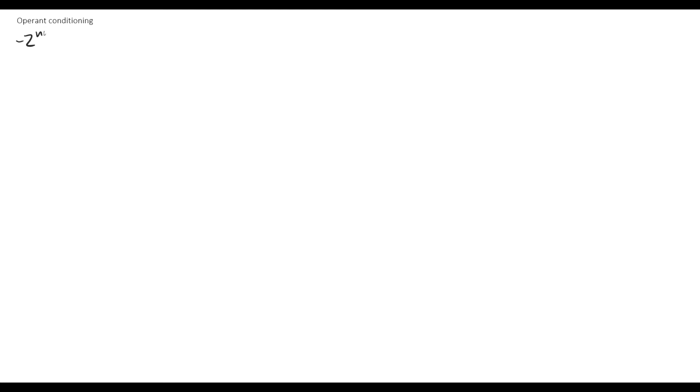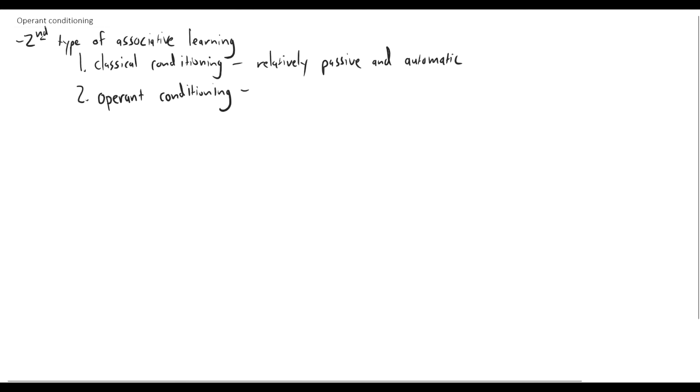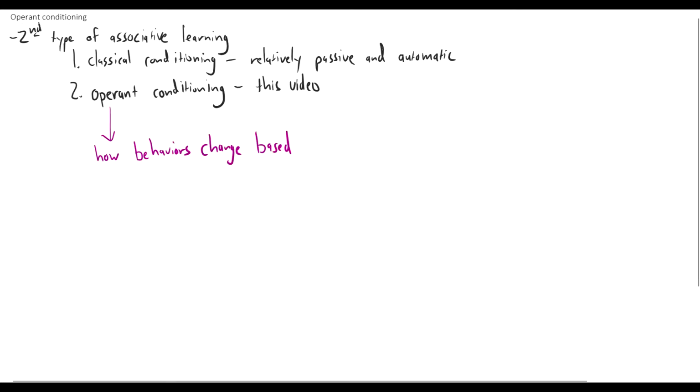In this video, we're going to talk about a second type of associative learning. Previously, we described classical conditioning, and this was a relatively passive and automatic process. Operant conditioning is different, and we're going to be covering that in this video. Operant conditioning is the way in which behaviors change based on consequences.